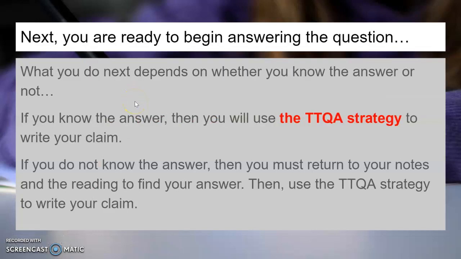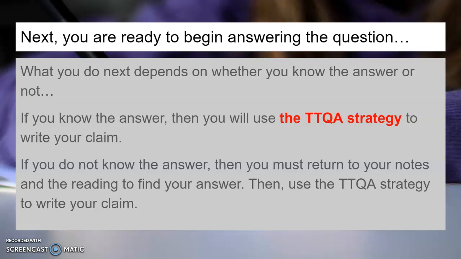Next, you're ready to begin answering your question. What you do next depends on whether or not you know the answer to the question. If you're confident that you know the answer to the question, that you are able to answer it fully and locate evidence, and you really are confident, then the next step for you is to do the TTQA strategy and write your claim. As a reminder, the TTQA strategy is you take the question and you turn the question around. You turn it into a claim statement.